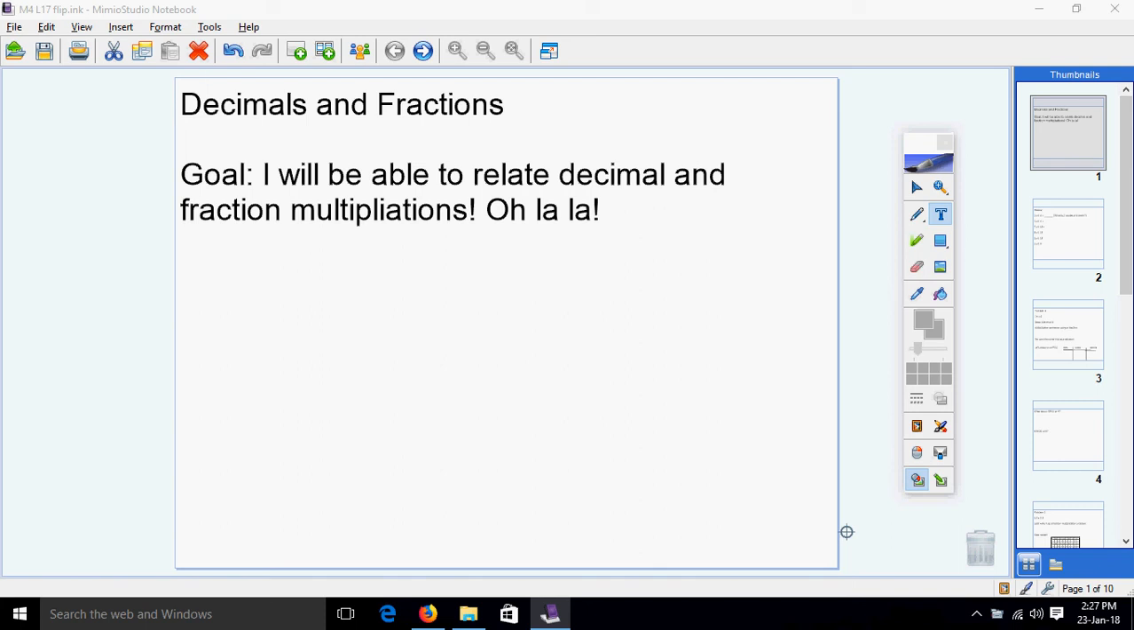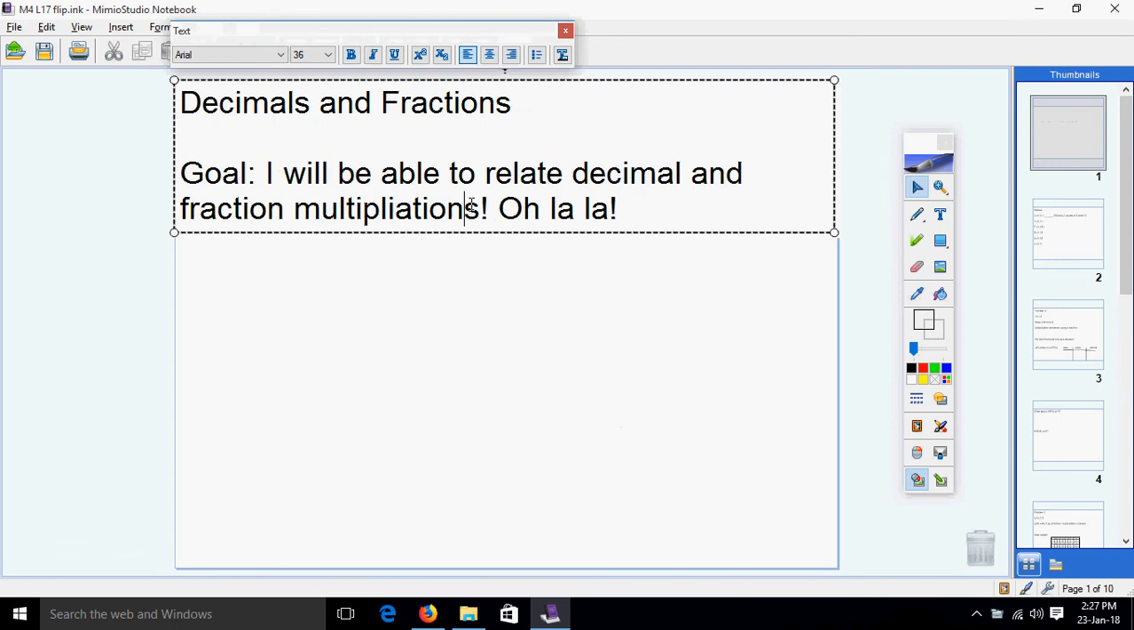Here we have lesson 17, decimals and fractions. Our goal is I will be able to relate decimal and fraction multiplication. I'm supposed to say multiplication.